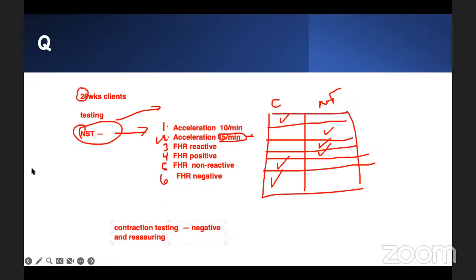So assuming this lady delivered a baby, okay? I delivered a baby, and then in 12 hours later, the baby was yellow. We have jaundice, right? Jaundice within 24 hours is pathological. Therefore, what is your treatment?